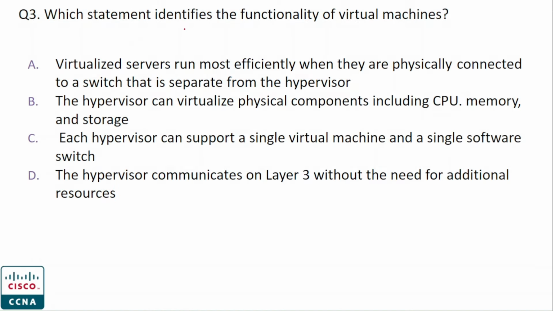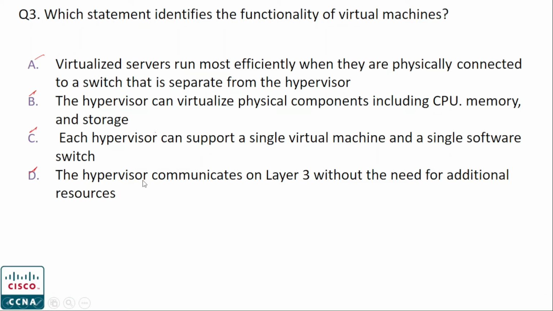Question number 3. Which statement identifies the functionality of virtual machines? And the options are option A, virtualized servers run most efficiently when they are physically connected to a switch that is separate from the hypervisor. Option B, the hypervisor can virtualize physical components including CPU, memory, and storage. Option C, each hypervisor can support a single virtual machine and a single software switch. Option D, the hypervisor communicates on layer 3 without the need for additional resources.